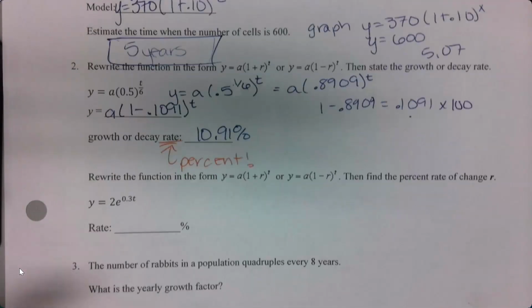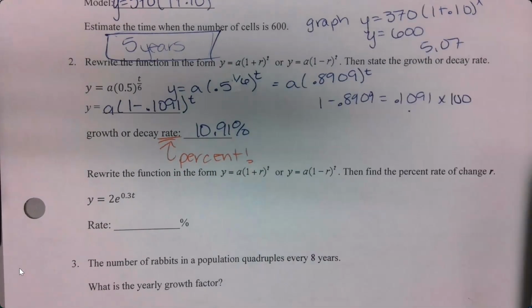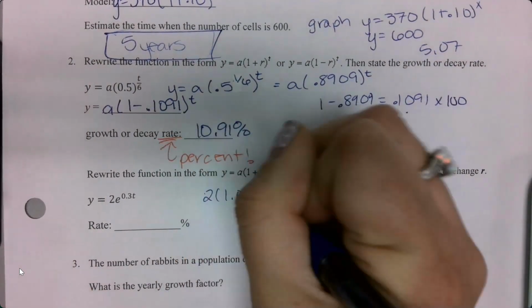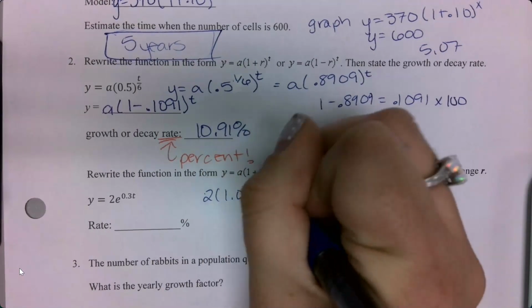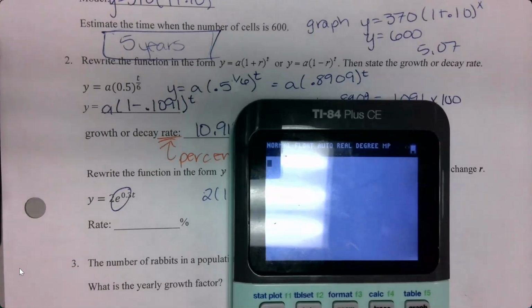Same thing on the next one. I'm going to do e to the 0.03. So what I typed in the calculator was just this part, the e to the point. Oh dang it, I typed that in wrong. This is what it should be.